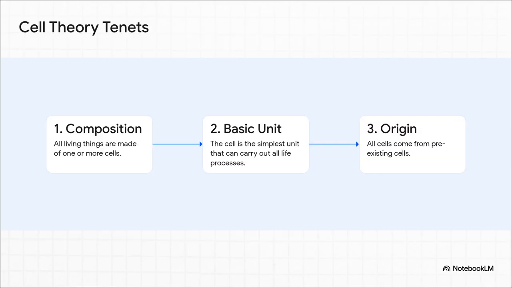And this theory is built on just 3 core ideas. First, all living things are made of cells. Simple enough? Second, the cell is the simplest, most basic unit of life. You can't get any smaller. And third, all cells come from other cells. They don't just pop into existence. It might sound simple, but these 3 rules are incredibly powerful.